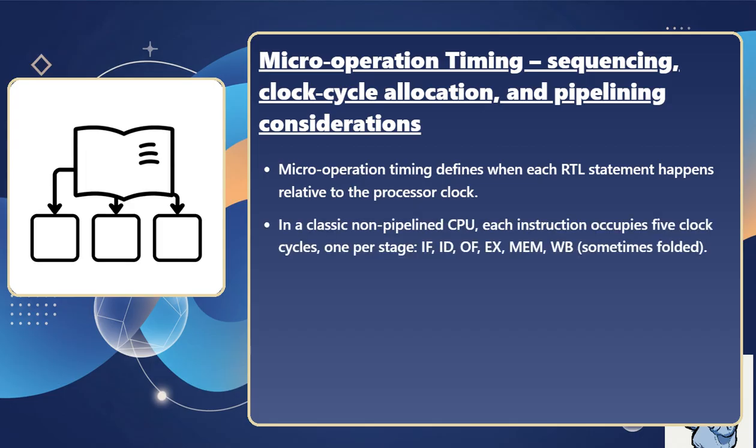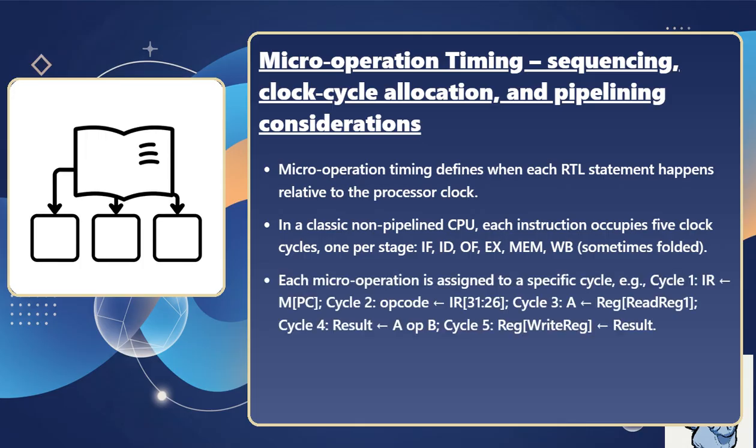Micro-operation timing defines when each RTL statement happens relative to the processor clock. In a classic non-pipelined CPU, each instruction occupies 5 clock cycles, 1 per stage: IF, ID, OF, EX, MEM, WB, sometimes folded. Each micro-operation is assigned to a specific cycle. For example, cycle 1: IR gets M[PC]. Cycle 2: opcode gets IR[31:26]. Cycle 3: A gets Reg[read reg 1]. Cycle 4: result gets A op B. Cycle 5: Reg[write reg] gets result.